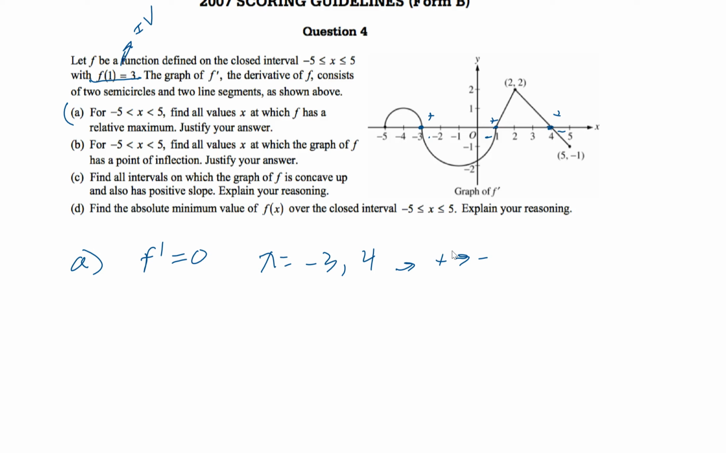And there you go. That's it for A. B. From -5 to 5, find all points of inflection. Justify your answer. So now this one's tougher. Points of inflection are when the second derivative equals 0.